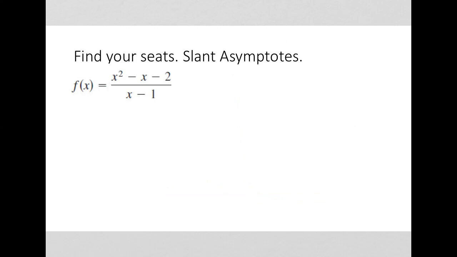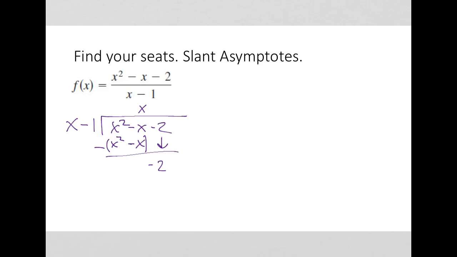So now we need to talk about something totally new, but pretty interesting and totally makes sense: slant asymptotes. So to find a slant asymptote, we're literally going to do some long division here. So we're going to divide x squared minus x minus 2 by our divisor, x minus 1. So x goes into x squared x times, x times x is x squared, x times negative 1 is negative x. And so we are subtracting the same expression, so that's going to be 0, and we're going to drop down our negative 2.